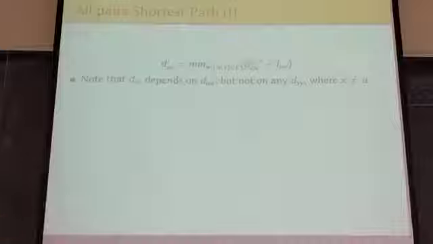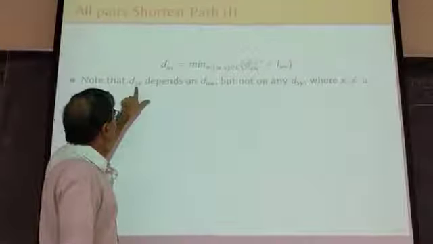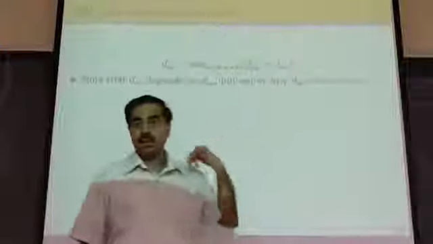Now in order to compute this, d(U,V) depends on d(U,W), right? But it doesn't depend upon d(X,Y) if X is not equal to U, right? So you're going to start from U and go to V. In order to do that, you'll go through a vertex W. But if you're going to start from U, you're not going to start from some unrelated vertex X. So we don't have to worry about that.